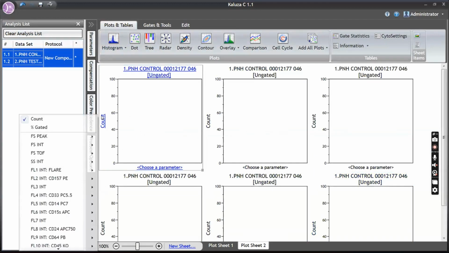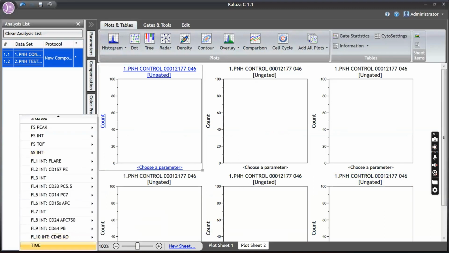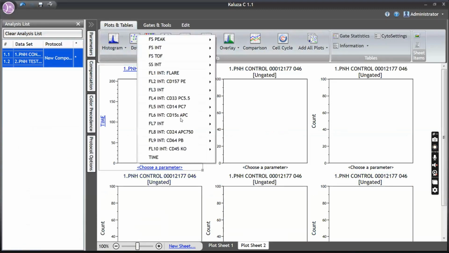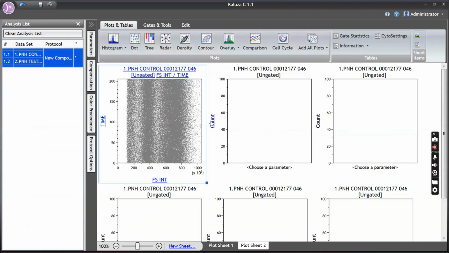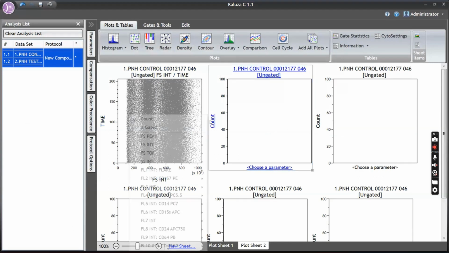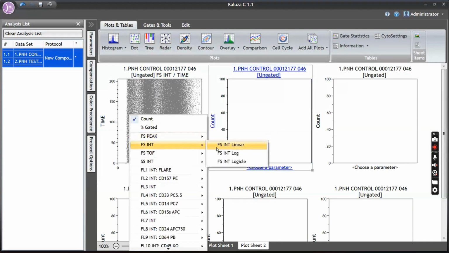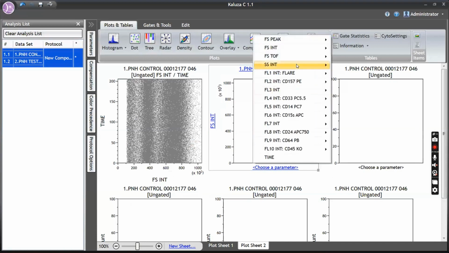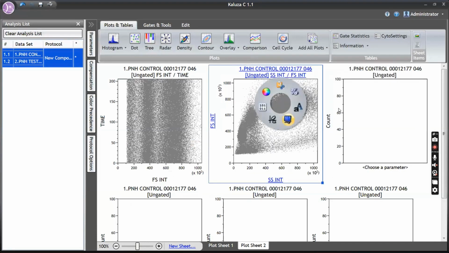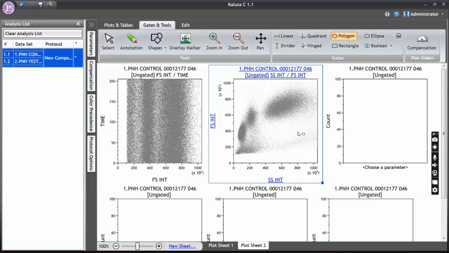So what's the first plot we need to draw? Time plot. So time versus forward scatter. So there's a stable acquisition, nothing wrong with the acquisition. Fine. Second plot: forward scatter versus side scatter. I have to get only the viable cells. See, there's a lot of debris here, which is showing very low forward scatter and side scatter, so I need to eliminate that population. So now I'll take only the viable cells, eliminating all the dead cells.